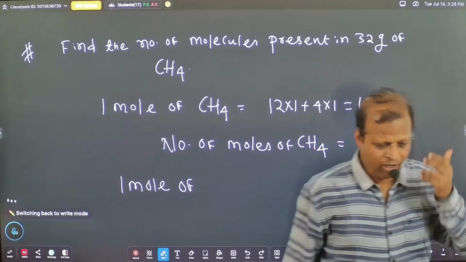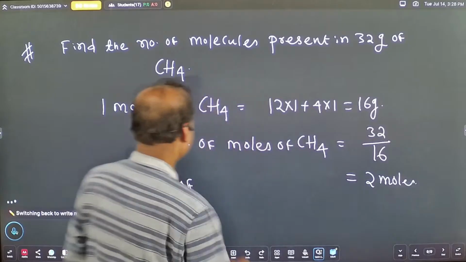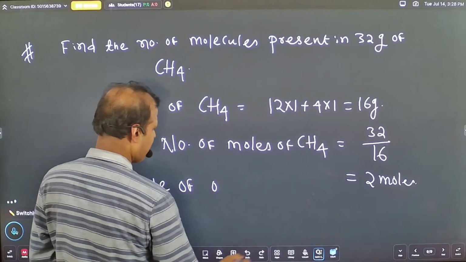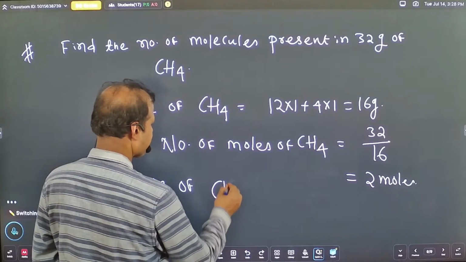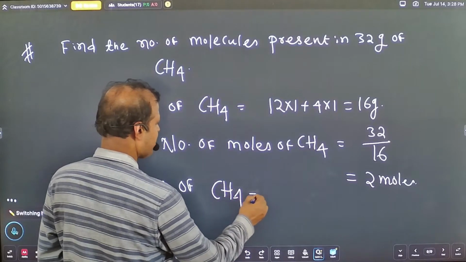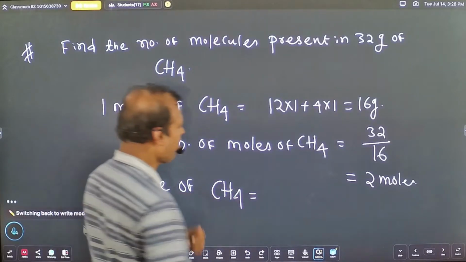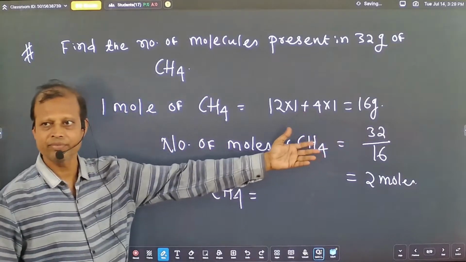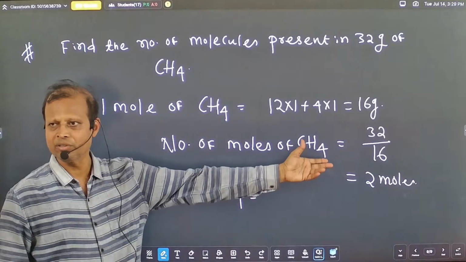Right. Hello. So this 1 mole of methane has mass equal to what? 1 mole of methane is 16 grams, and according to that, 32 grams equals to what? 2 moles. Yes or no?